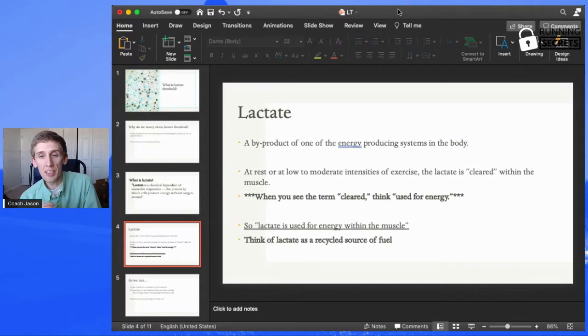So lactate, like I said, it's a byproduct of one of the energy producing systems in the body.